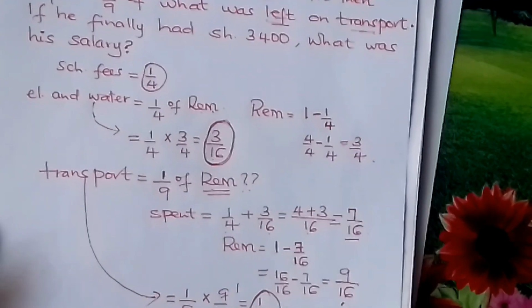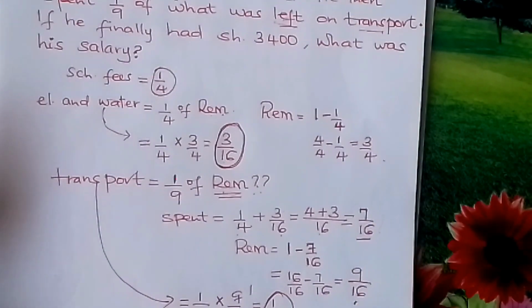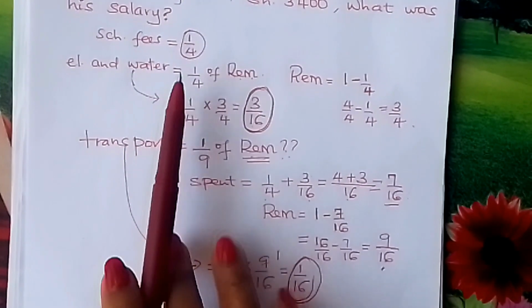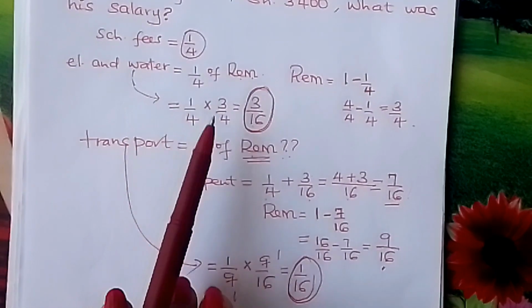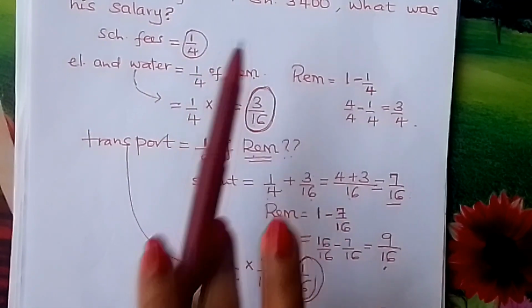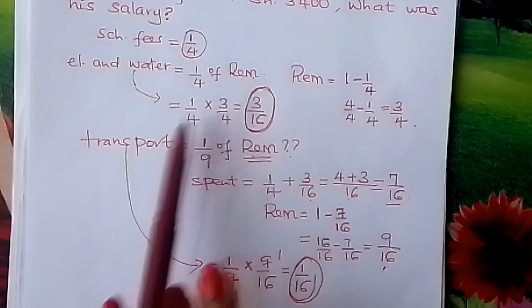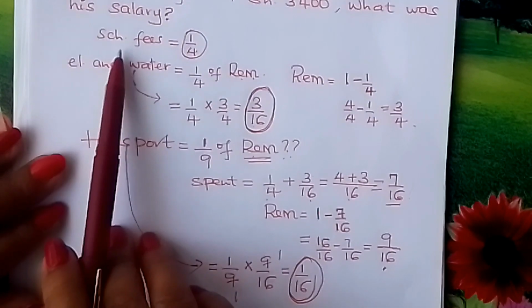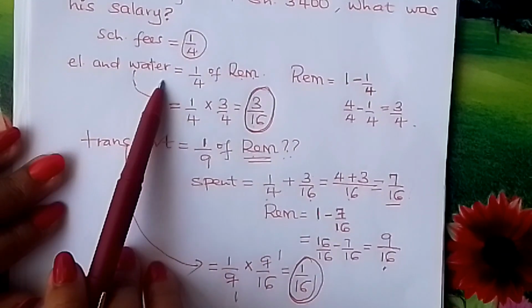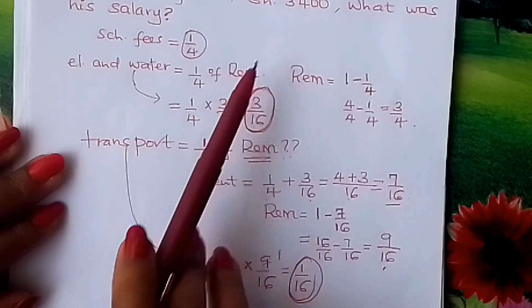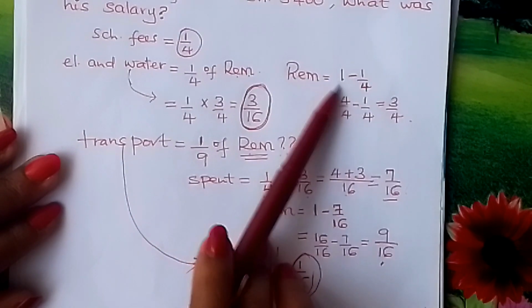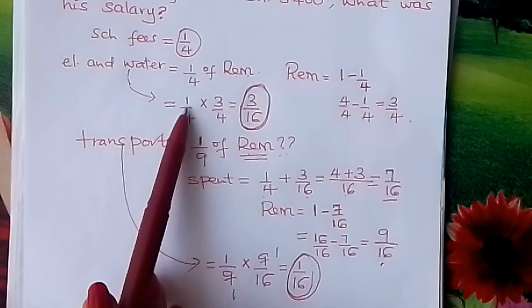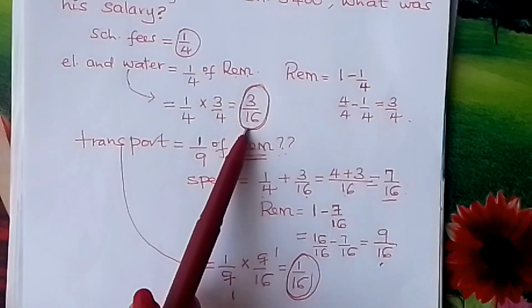So, learner, when you get such a problem, make sure you make some short notes. I'm repeating, just emphasizing. And you should borrow this in mathematics, that there is power in repetition. Keep on repeating such a question so that you internalize the concept. Look at this. School fees, a quarter. Electricity and water, a quarter of the remainder. What is the remainder? We have said you take the whole salary, you minus the quarter, which is 3/4. So electricity and water is a quarter of the remainder, which is 3 over 16.